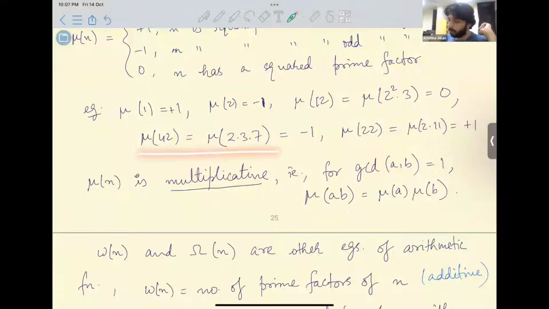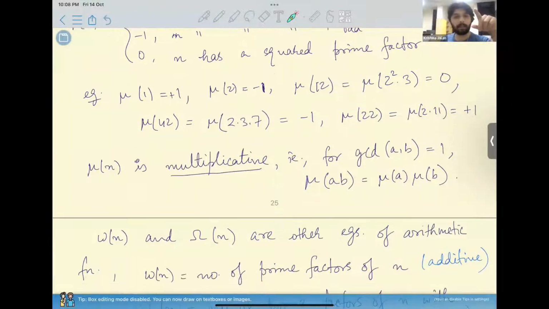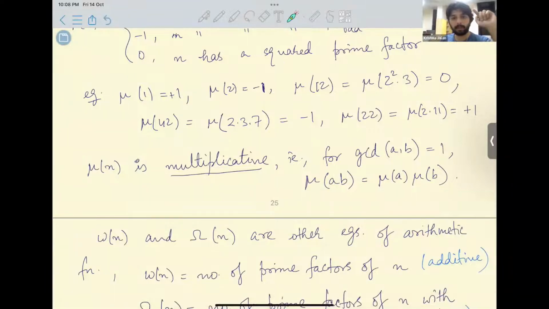Now mu of 42 can be written as 2 into 3 into 7. Each of the primes occurs exactly once, and there are an odd number of primes. So it is assigned a value of minus 1. Mu of 22 contains 2 prime factors, 2 and 11, and each of them occurs exactly once. So it has a Mobius function value of plus 1. You can think of more examples and look up other references, like the one suggested by Manjil yesterday, David Burton.